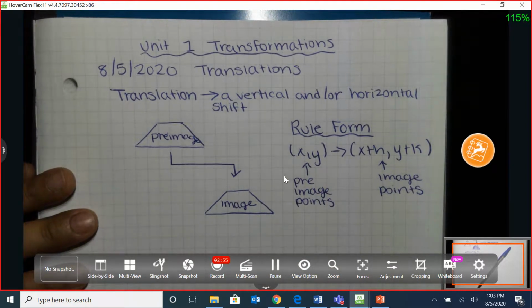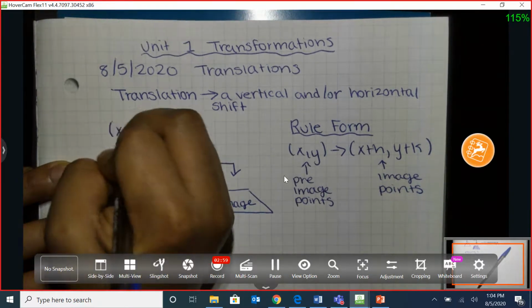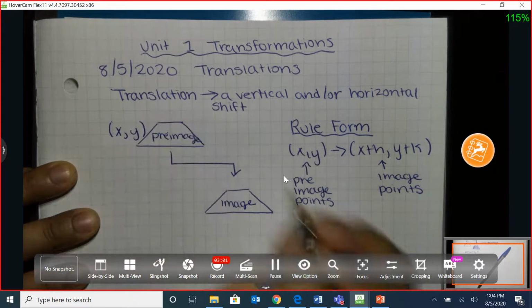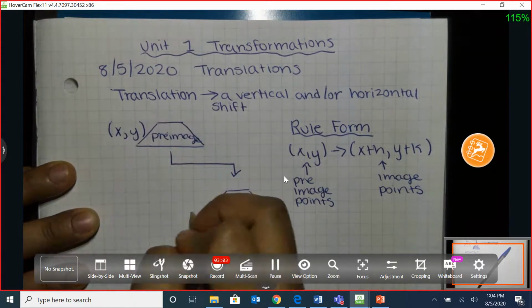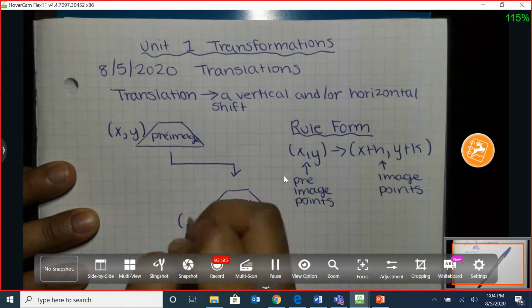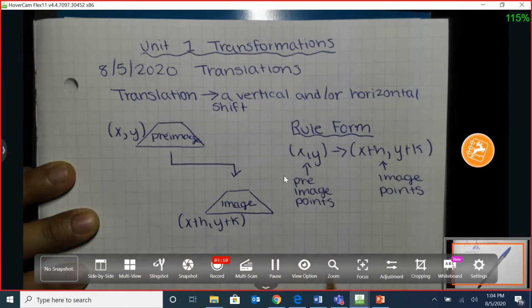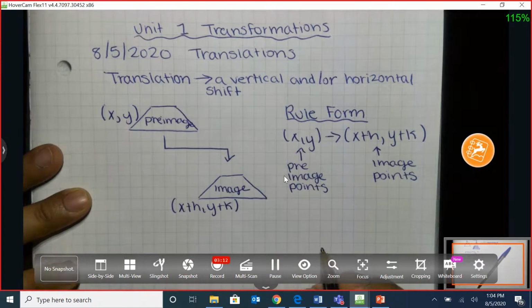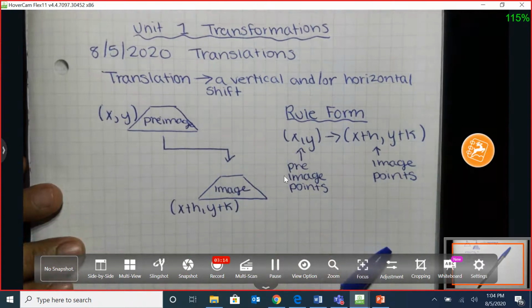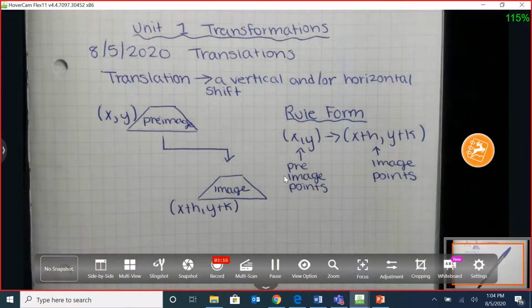Your original image is going to have regular points such as (x, y), but then your after image is going to have the points (x + h, y + k). Obviously right now that doesn't make sense, but I will explain shortly. So go ahead and copy this down and then I'll continue to the next thing. Let me know once you're done in the chat so that I can move on.